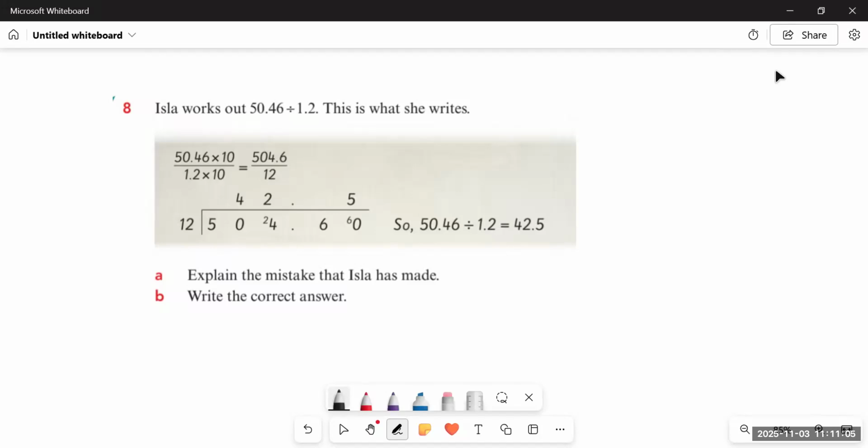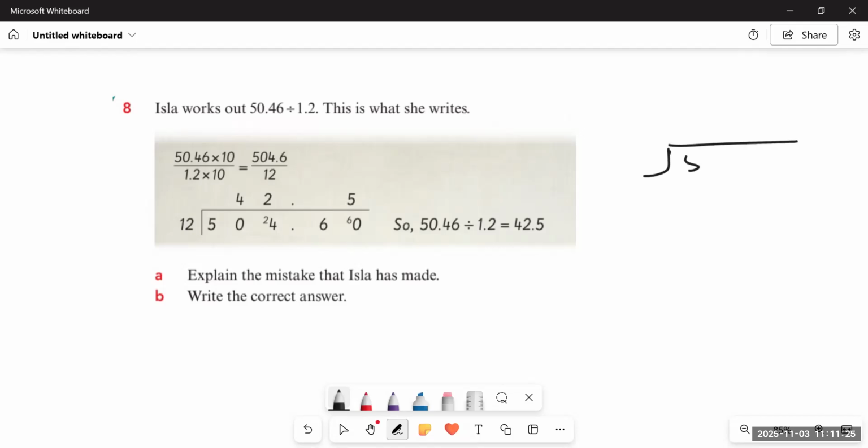Question number 8 is: works out 50.46 divided by 1.2. This is what she writes. 50.46 multiplied by 10 becomes 504.6. That's correct. 1.2 multiplied by 10 becomes 12. Okay. And how did she divide them? So 504.60.